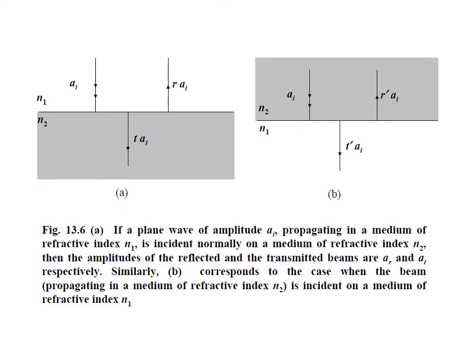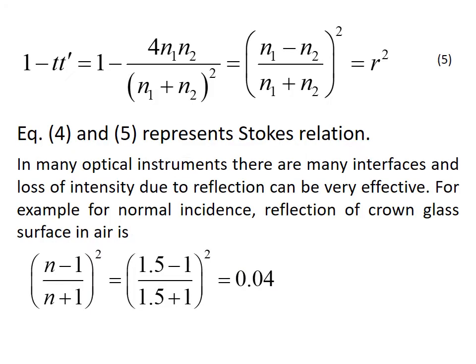R dash equals minus R represents that when a light beam passes from rarer medium to denser medium, then on reflection a phase change of pi occurs. This is the diagrammatic representation of whatever we have talked about, that is from rarer to denser medium in figure A and from denser to rarer medium in figure B. Equations 4 and 5 represent Stokes' relation. 1 minus T dash equals R square.